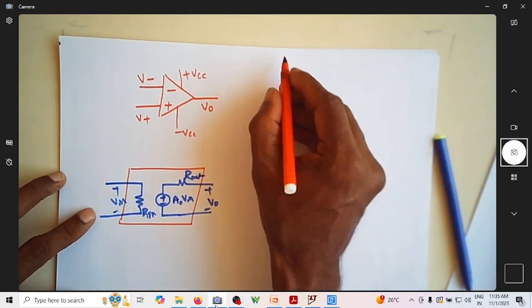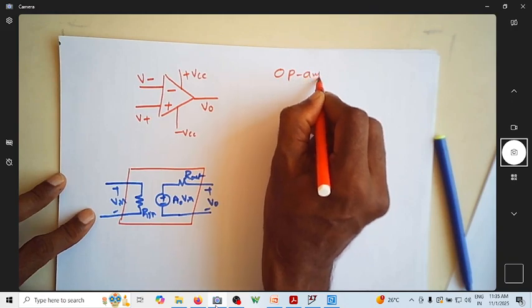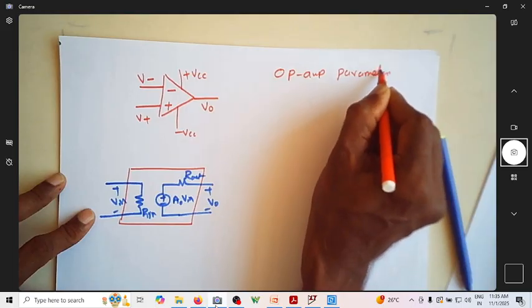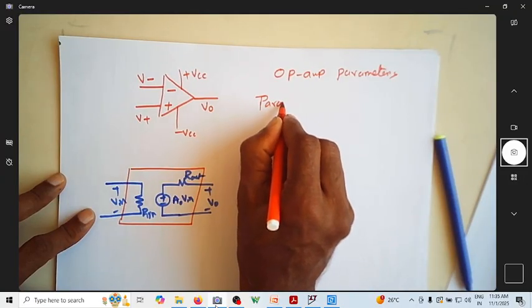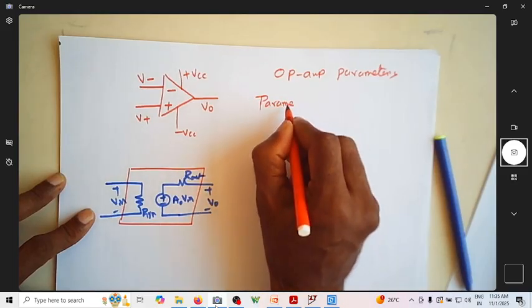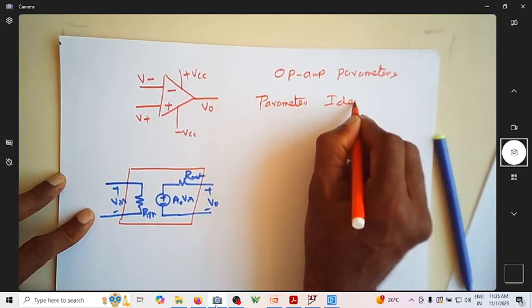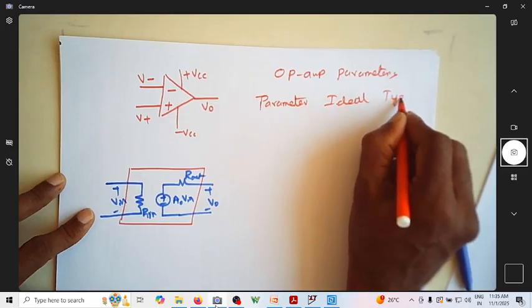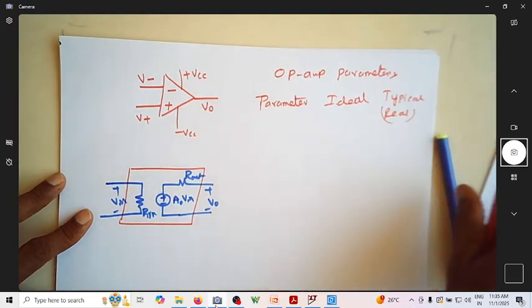So let us try to find out the op-amp parameters. Now let us take the parameter here. This is the parameter we are looking at, what is its ideal value, and what is its typical value that you're going to have in real time.